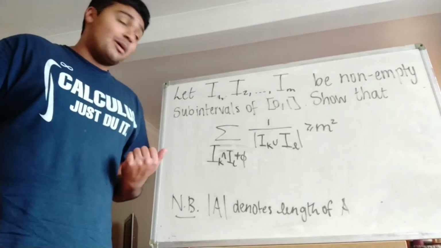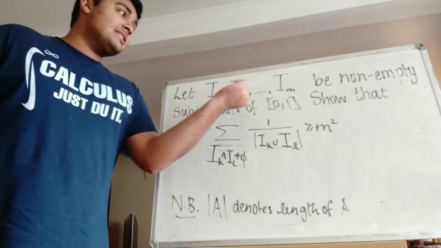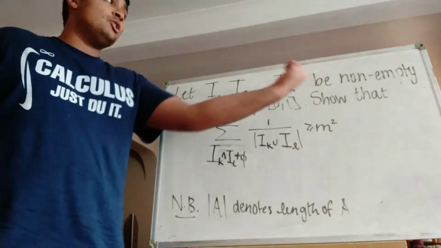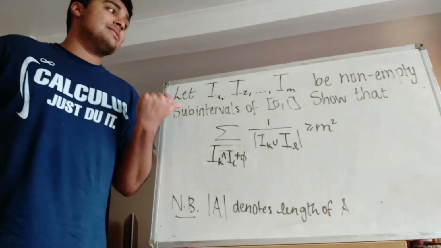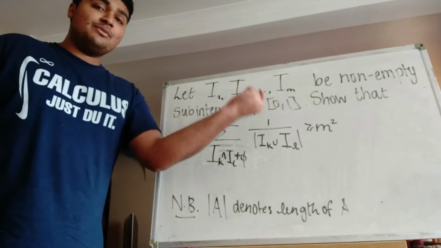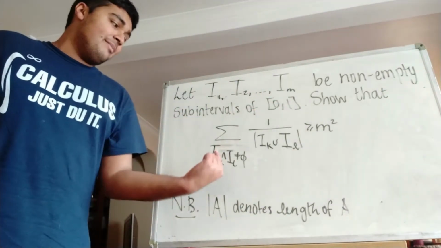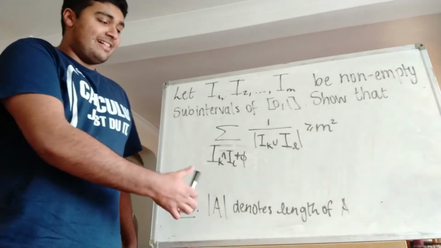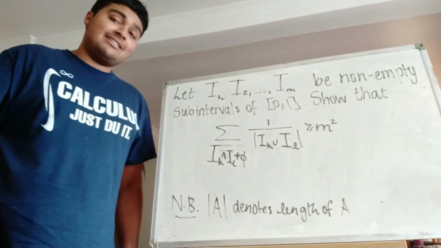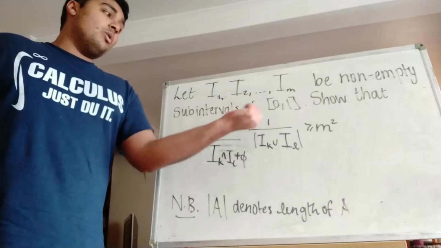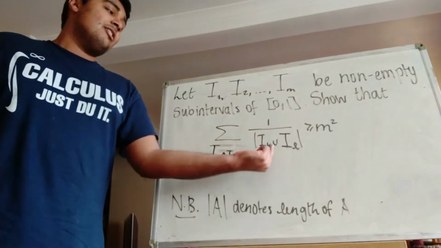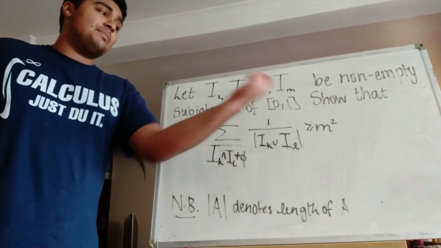Anyway, this is the problem I have today. We have I1, I2, all the way up to IN being non-empty subintervals of [0, 1]. So each of these is an interval which is a subset of [0, 1], and we want to show that this sum over all pairs of K and L such that I_K intersect I_L is non-empty of 1 over the length of I_K union I_L is bigger than or equal to n squared.